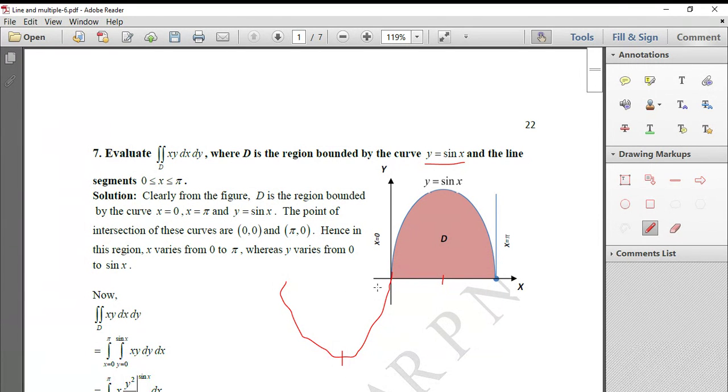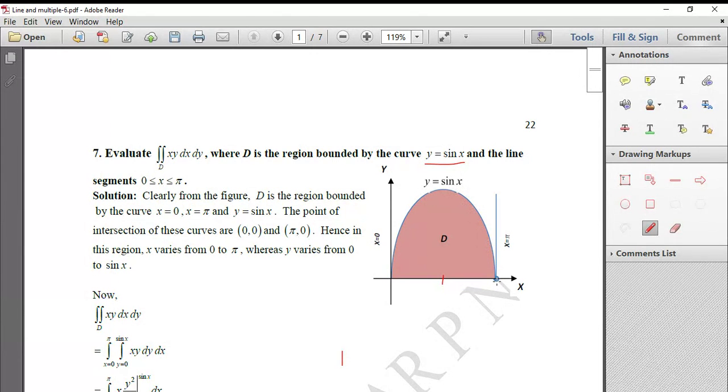So we know that our region D is bounded between 0 and pi. So let me take only the graph from 0 to pi. I don't want the rest, so that's why we consider the graph from 0 to pi. So this is our curve y equal to sin x.